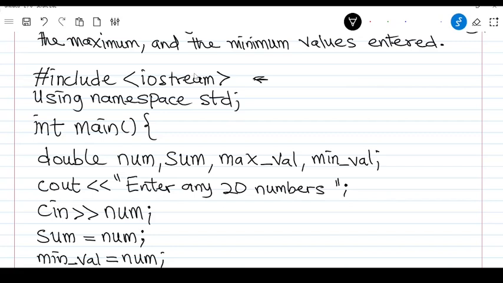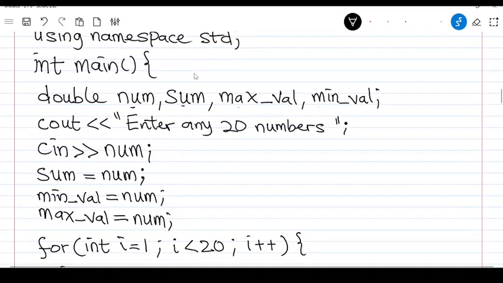And then after that we go into declaring our variables. We declared 4 variables here: num, sum, max val, and min val. After the declaration, we prompted the user to enter any 20 numbers. Let's say in the first case the user entered, for example, 3.